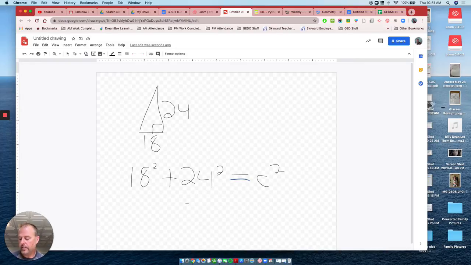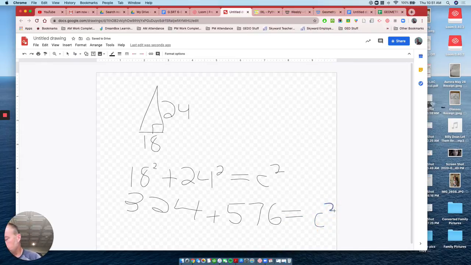So 18 squared on your calculator is 324. Excuse my handwriting on the computer. Plus, now 24 squared is 576. This is equal to c squared. Now you're going to add those two together, which is 900, and then you have to take the square root of that. So on my calculator, I press second x squared, put in 900, and I get 30. So 30 should be my answer. So 30 meters.